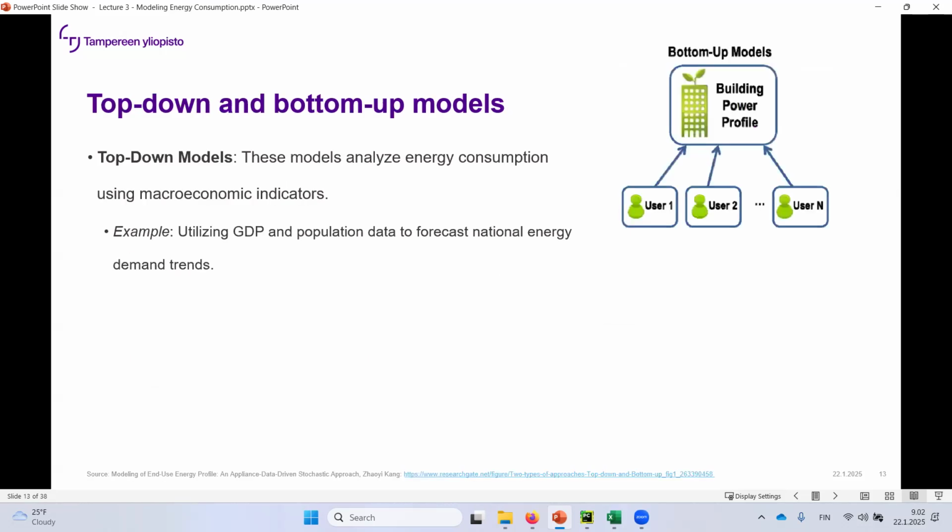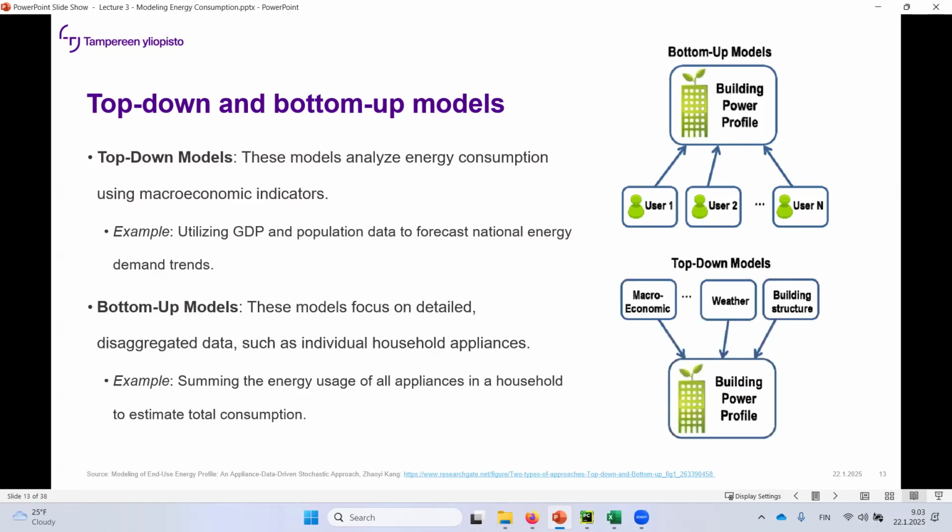Then you have the top-down and bottom-up models. And remember, there's always a combination of these aspects in your models. It doesn't mean that when you have a data-driven model that everything else is excluded. So top-down models analyze energy consumption using macroeconomic indicators, so GDP, gross domestic product, and population data to forecast national energy demand trends. So that's the top-down model.